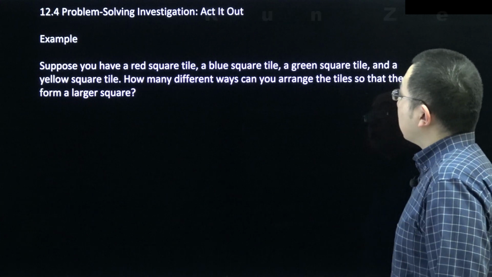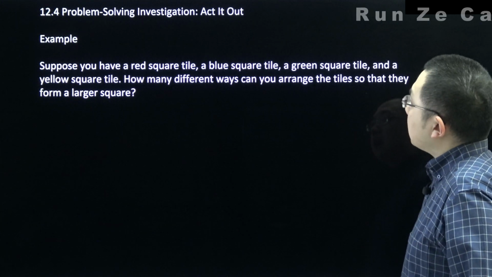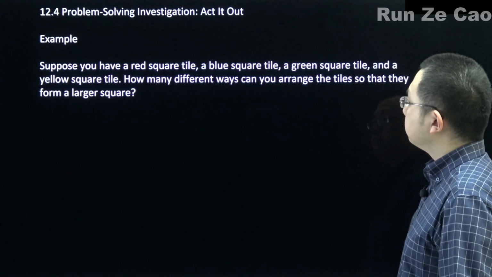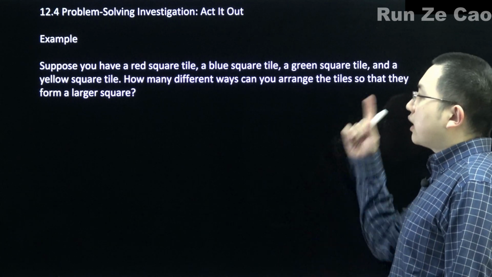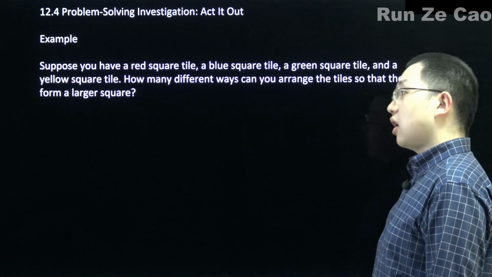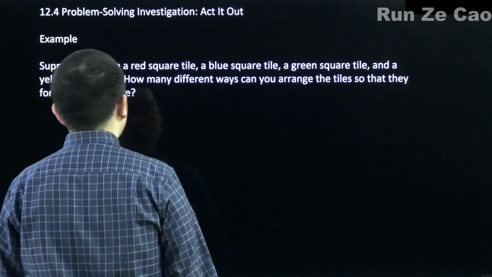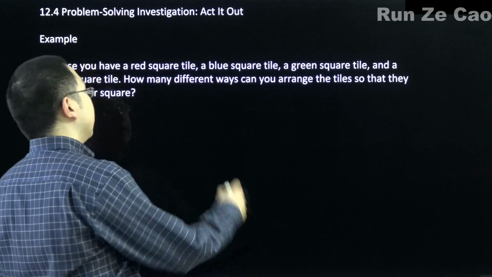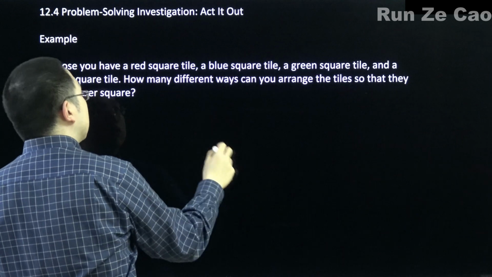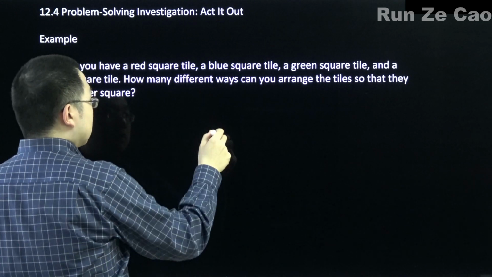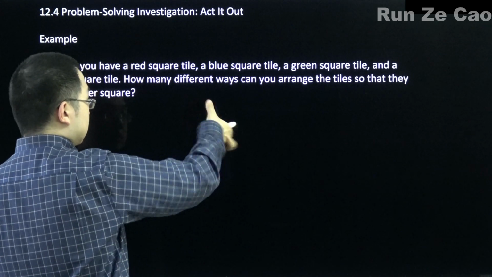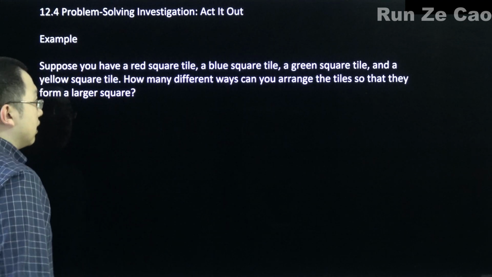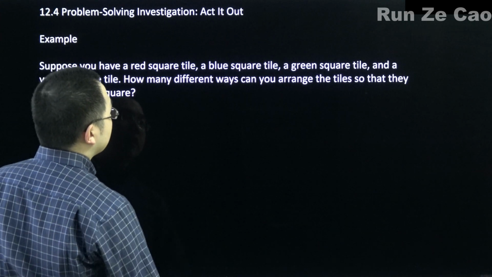Okay, suppose you have a red square tile, a blue square tile, a green square tile, and a yellow square tile. How many different ways can you arrange the tiles to make a larger square? I got a question, guys. Are we allowed to rotate this larger square freely? Or are we allowed to flip the larger square over? Because guess what? Red, blue, green, yellow, and red, blue, green, yellow, let's just rotate it. And if you're allowed to flip in different ways, you very quickly run out of combinations.